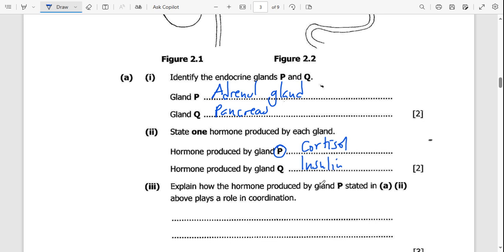Explain how the hormone produced by gland P stated in A2 plays a role in coordination. So we have got cortisol, and things like epinephrine. If we explain epinephrine, imagine you see a dog, you'll be afraid. This is also known as the fight or flight hormone. Your eyes are going to start dilating, and there's going to be an increase in blood flow. You are going to become more aware. You are preparing to either run or fight.